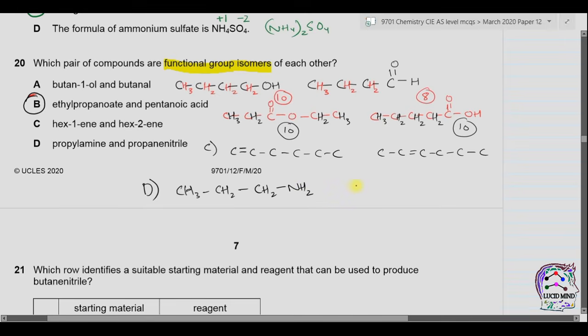D is propylamine and propane nitrile. As you can see, the number of hydrogens are not equal, so therefore they are not the isomers of each other.